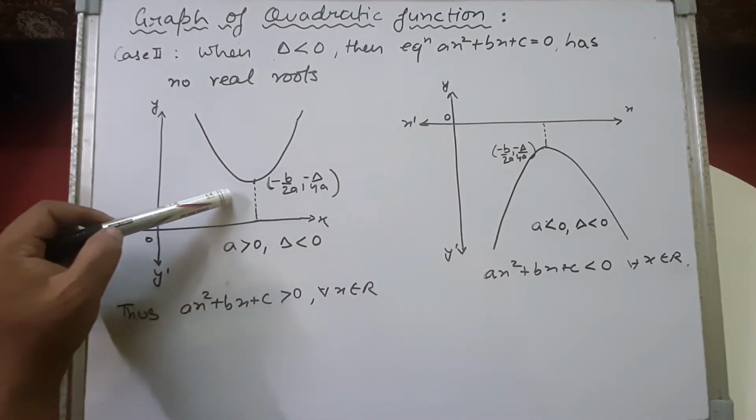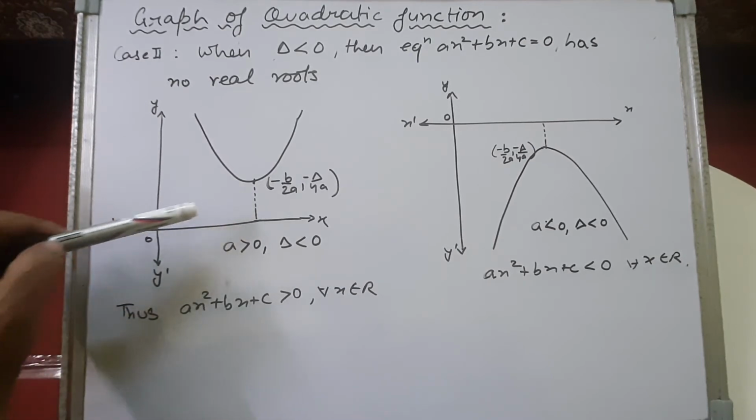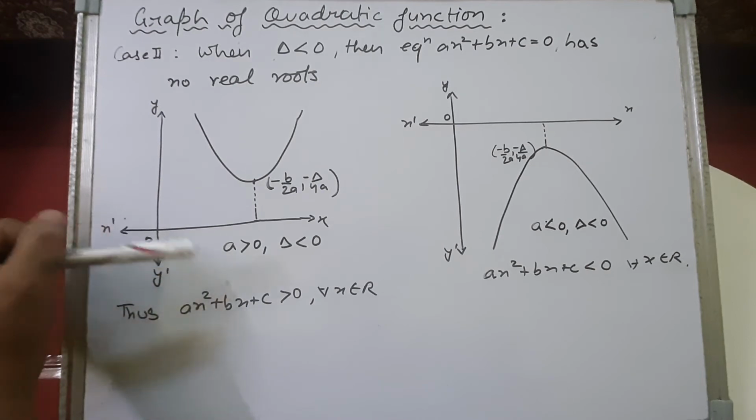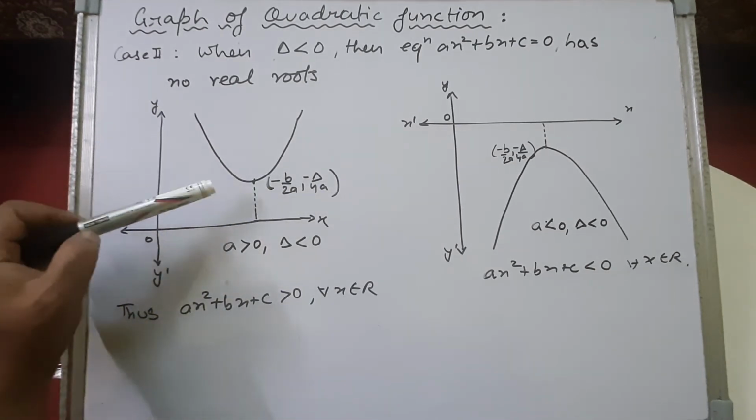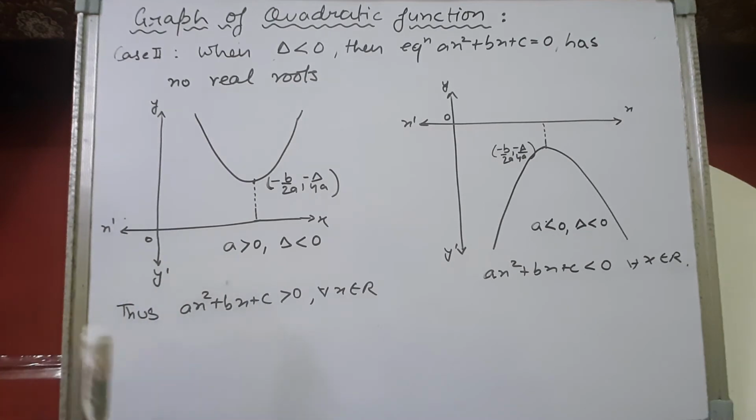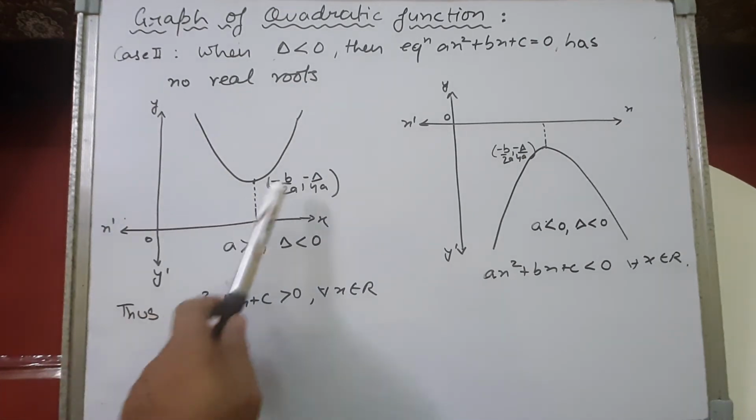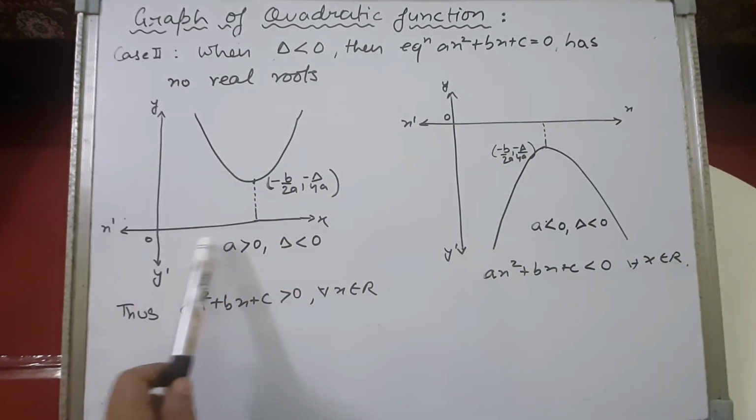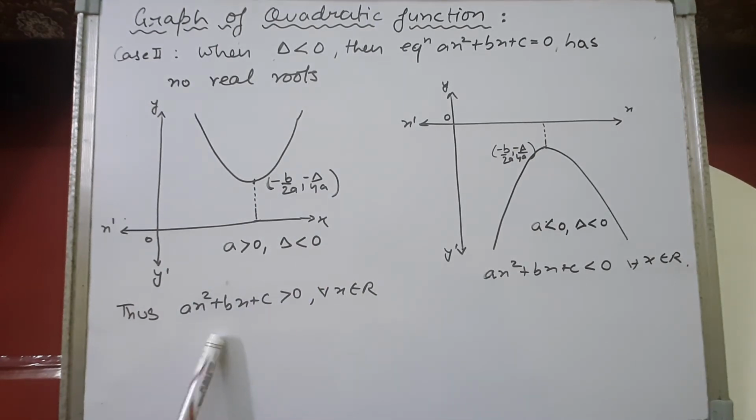Okay, the vertex is minus b upon 2a and the y coordinate is minus delta upon 4a. When a is greater than 0 and delta is less than 0, we'll obtain this parabola. From this figure, we can say that for all values of x, we put x equals to any real number, the value of the quadratic function will always be greater than 0 because it is lying in the first quadrant. Okay, it is positive. The value of y will be positive, greater than 0.